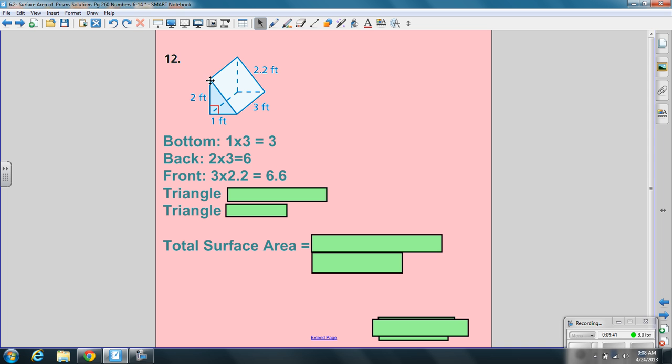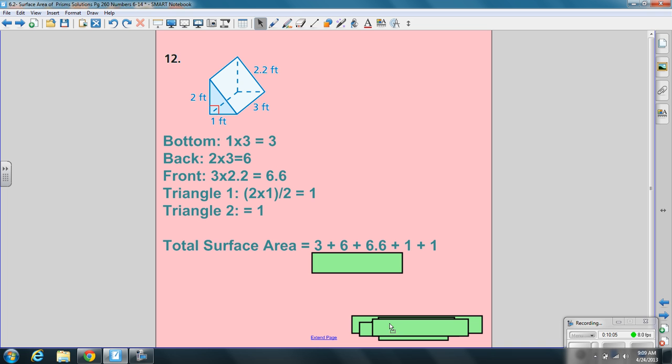Now we have the triangle. Remember, area is base times height divided by 2. So 2 times 1 is 2. Divided by 2, we get an area of 1. So that means the other triangle has an area of 1 as well. Very good. So to find the total surface area, we add up all these numbers. We add 3 plus 6 plus 6.6 plus 1 plus 1. And putting all that in your calculator, you should get an answer of 17.6 feet squared.